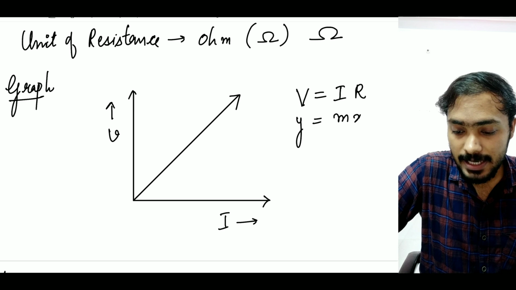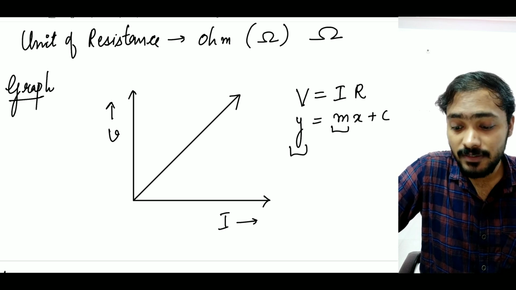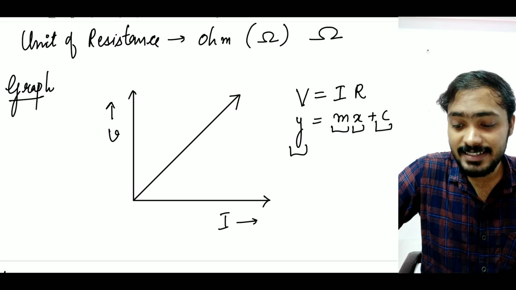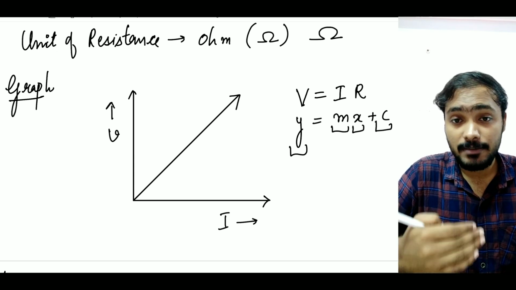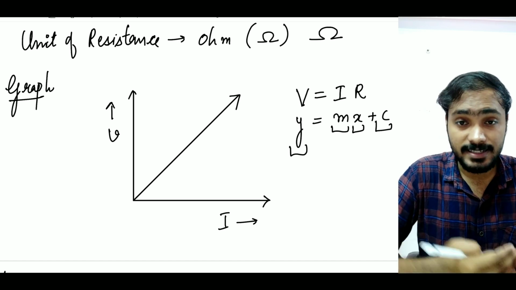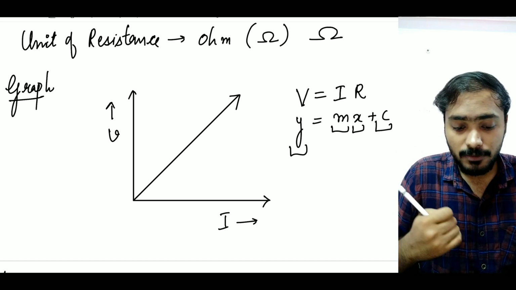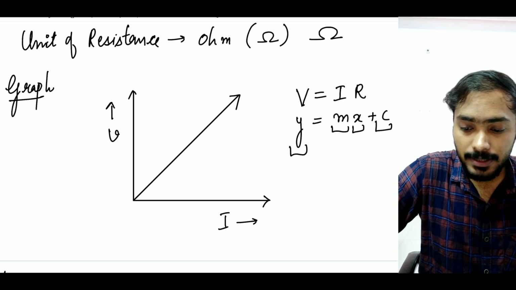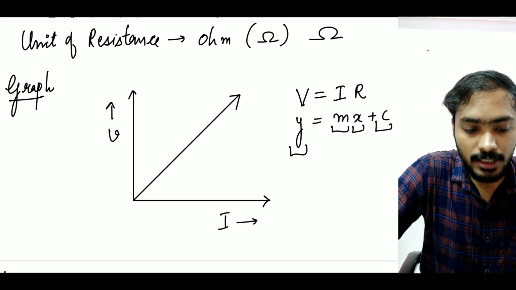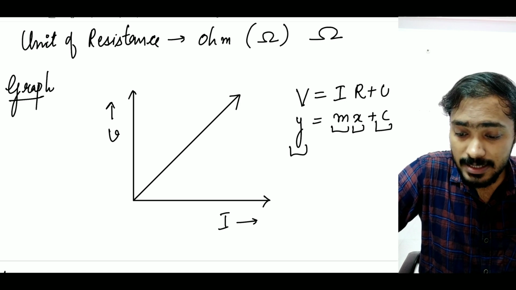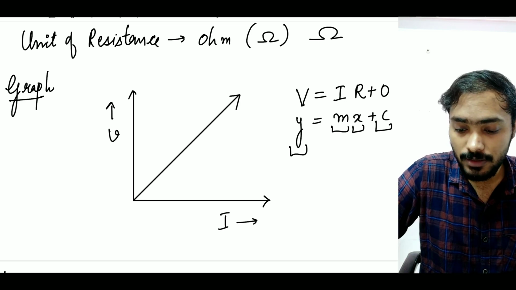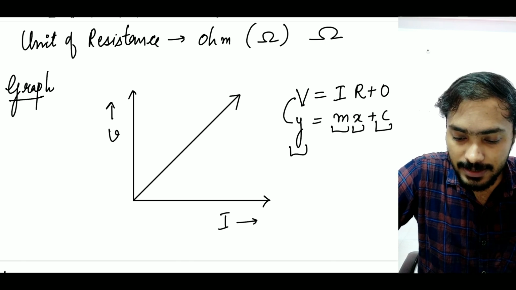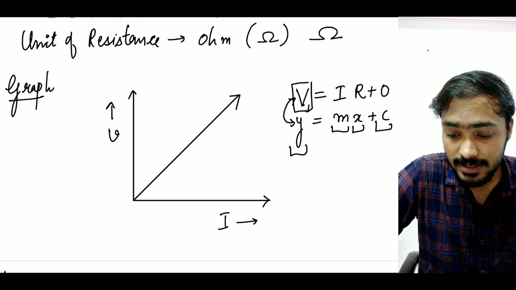y = mx + c, where y is the y-axis, m is the slope of the graph, x is the x-axis, and c is the intercept of the graph. For example, a graph may intercept the y-axis or the x-axis, depending upon the situation. Here, when I compare this, V = IR, I can write it as V = IR + 0 in order to compare these two equations. When I compare, I can see that my y-axis is actually voltage.